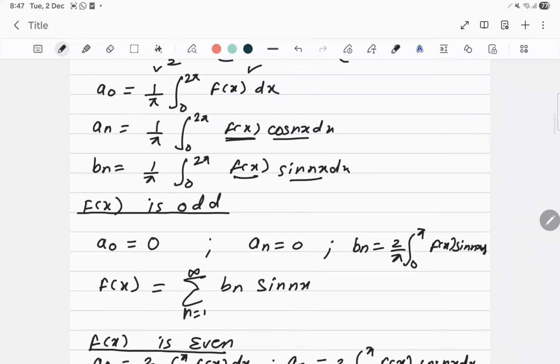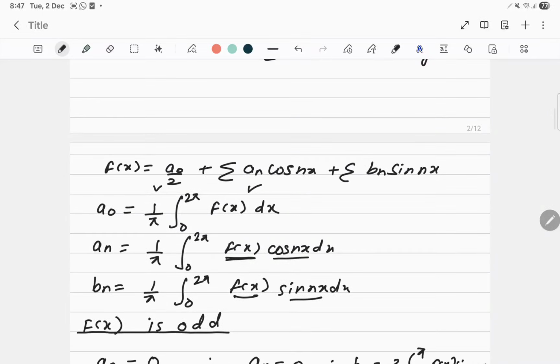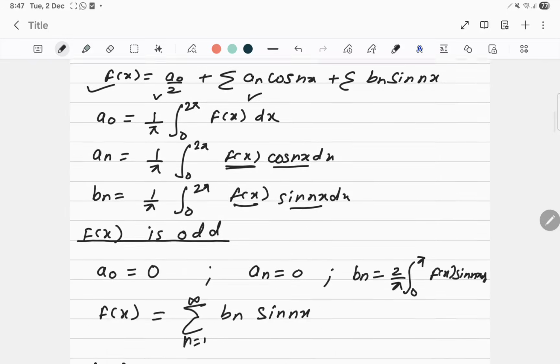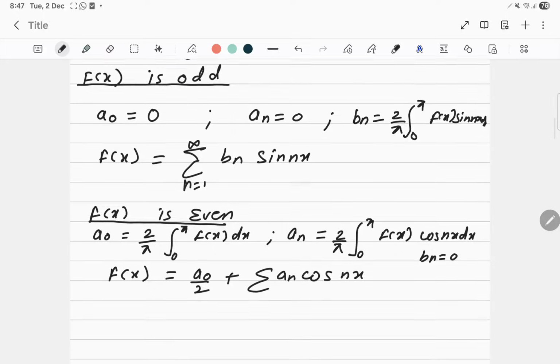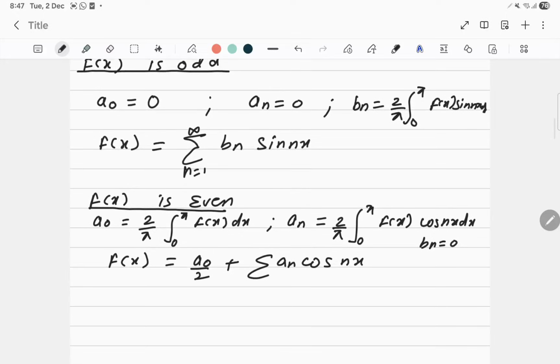See, if the function is neither odd nor even, or if you can't check, in that case this is the formula of f(x) and you have to calculate a0, an and bn and substitute here. That will give you the answer. But if you know that the function is odd or even, your formulas are reduced. So your efforts are reduced. Okay. Now one more thing here you need to understand.